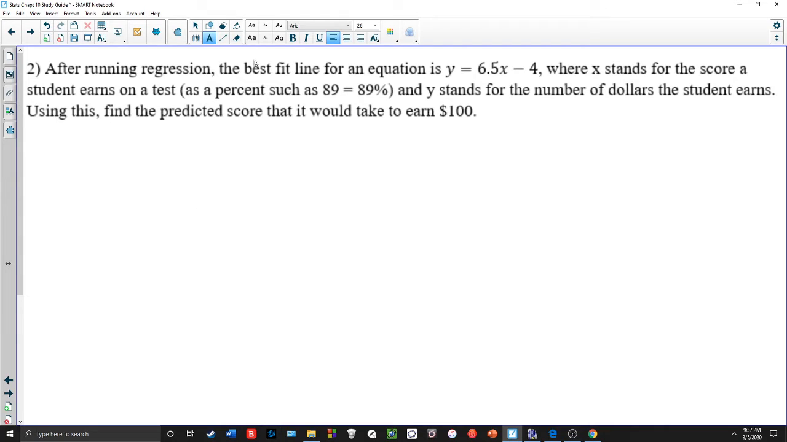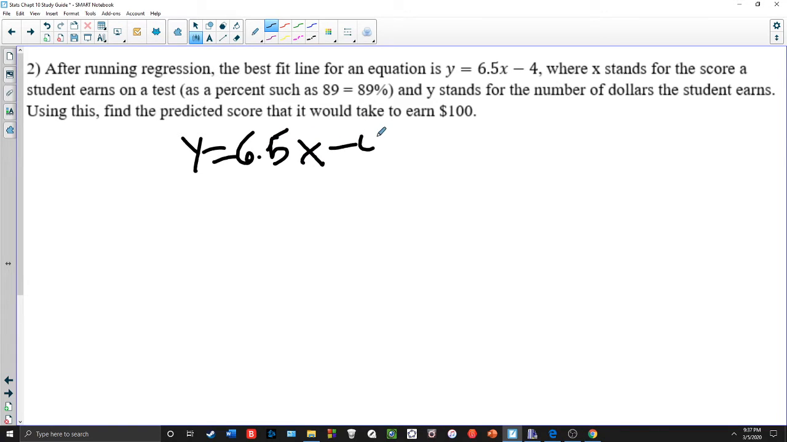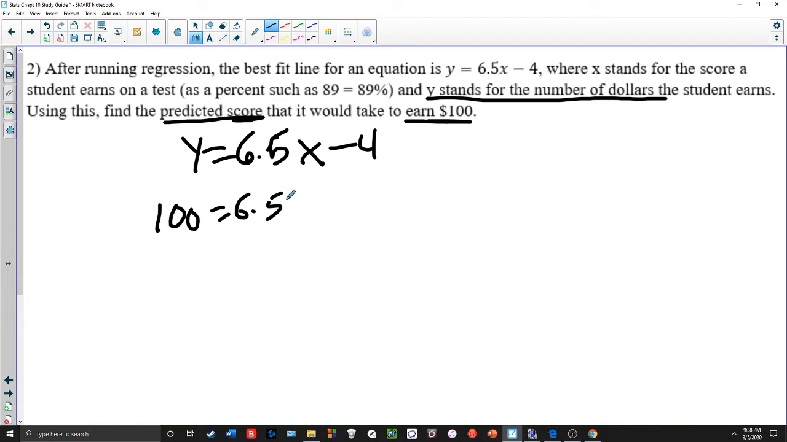So number 2 here says the line of best fit is this, where x stands for the score and y stands for the dollars that they earn, and use this to find the predicted score it would take to earn $100. So I would rewrite my equation here: y equals 6.5x minus 4. It says find the predicted score to earn $100. So we know we're going to earn $100, and y stands for the number of dollars. So we're going to take 100 and put it in for y. So 100 is equal to 6.5x minus 4. And then you just solve the equation.